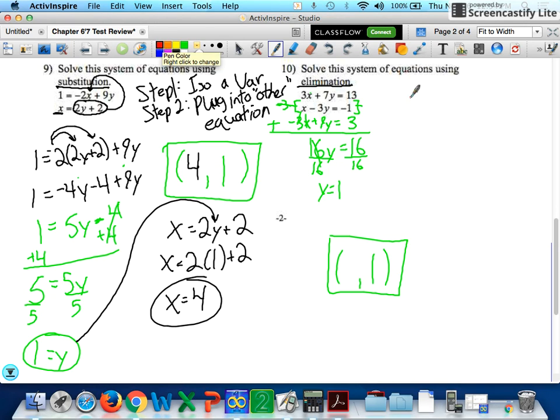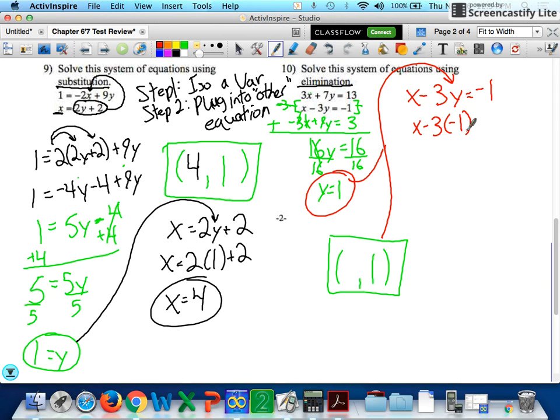Okay? So I've got x minus 3y equals negative 1. And I'm going to take that 1 that I just found, and I'm going to plug it in for my y. When I do this multiplication, I get that x minus 3 equals negative 1, and I'm going to add 3 to both sides. Those are going to cancel, and I get that x equals positive 2. That's the other half of my answer. There's substitution and elimination.